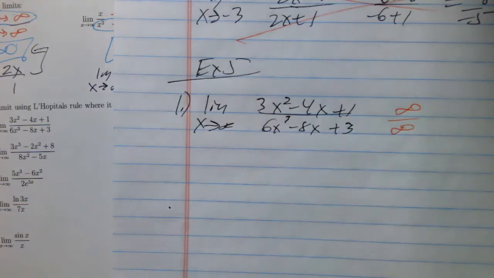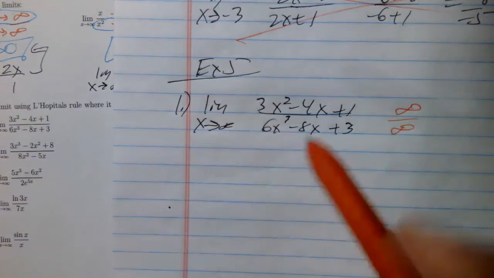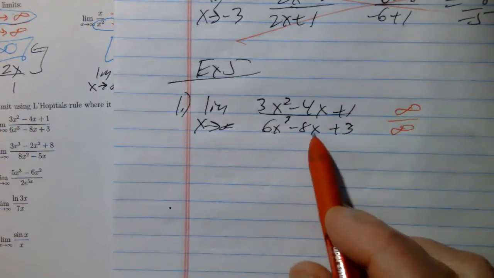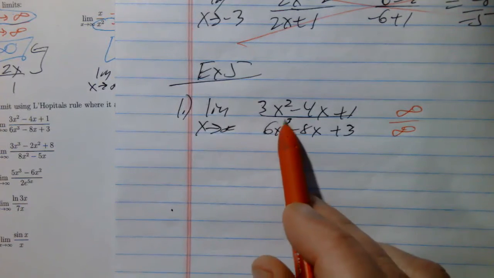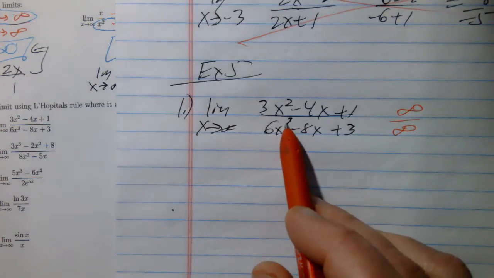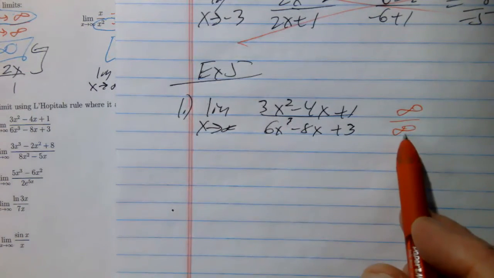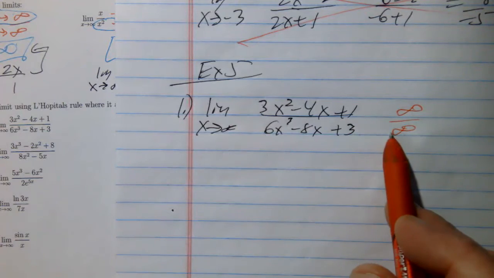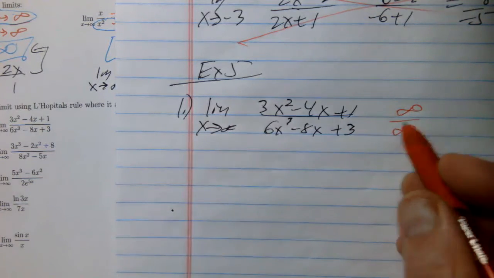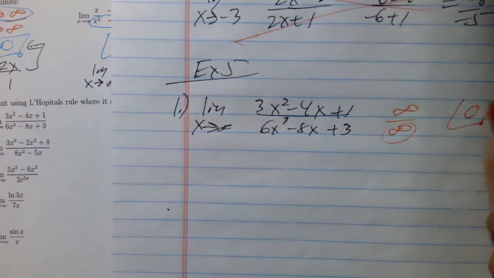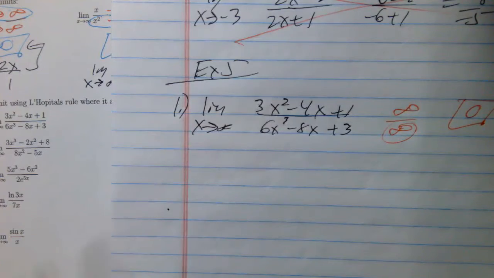Now, what we did in Calc 1 is you say, okay, yes, the top is going to infinity. Yes, the bottom is going to infinity. But the bottom has a larger degree, which basically means it's going to infinity faster. Since it's going faster, then it would take over. And if this takes over, then the limit would be 0. Done. I'd buy that argument.